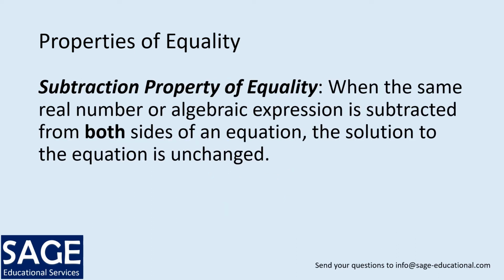The next property is the subtraction property of equality, which is like the addition property, but now we subtract the same number or algebraic expression from both sides of an equation without changing the solution. So if I have x + 2 = 6, I can subtract 2 from the left-hand side and at the same time subtract 2 from the right-hand side. The +2 and the -2 add up to 0, and I have x = 4. You have to make sure that you're subtracting the same number from both sides of the equation.